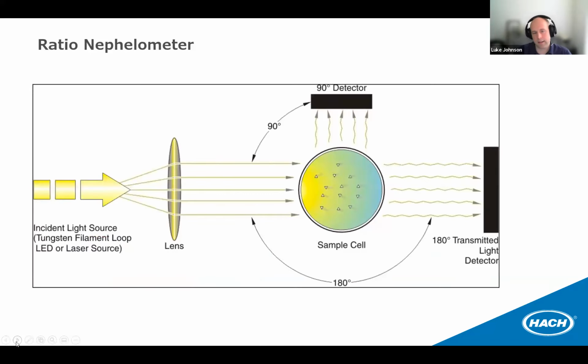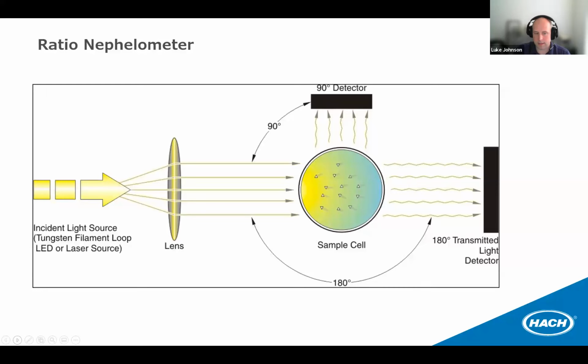Here's a schematic of what a ratio nephelometer looks like. It's very similar to the previous one I showed you. The light coming through the lens here into the sample cell. We still have the nephelometric 90-degree detector here, but we also have a transmitted light detector at 180 degrees, just straight through the sample cell.